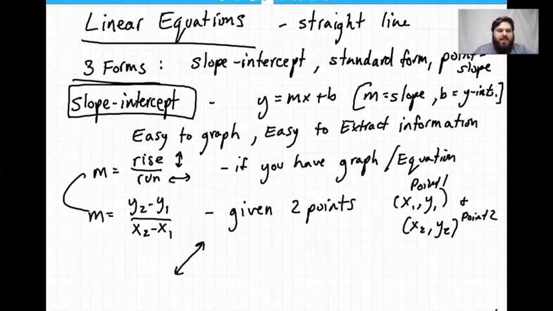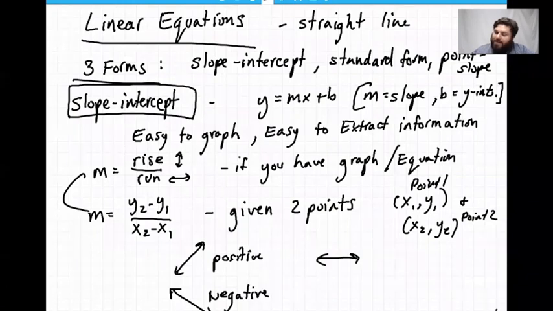Anytime a function is increasing from left to right, we say that that is positive slope. Anytime the graph is going downward, we say this thing has negative slope. Anytime it's flat, we say it has slope of 0. And anytime it is vertical, we say it has slope that is undefined.